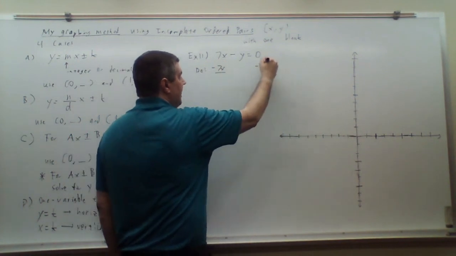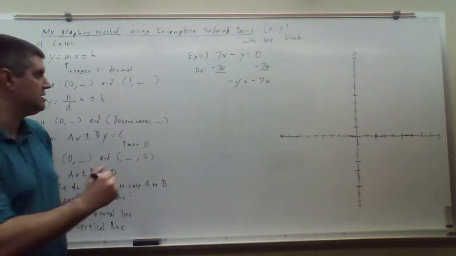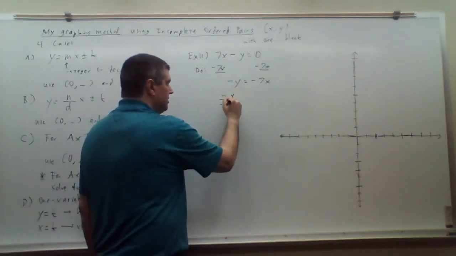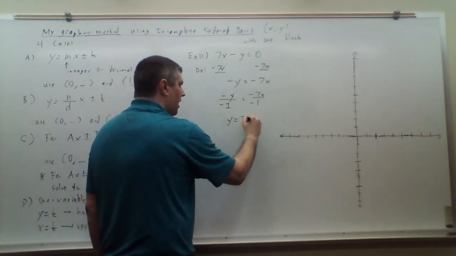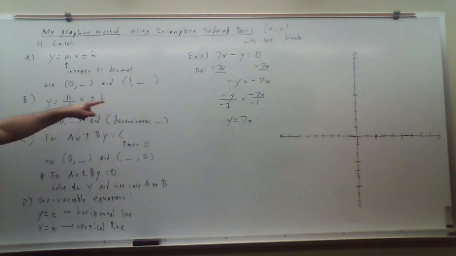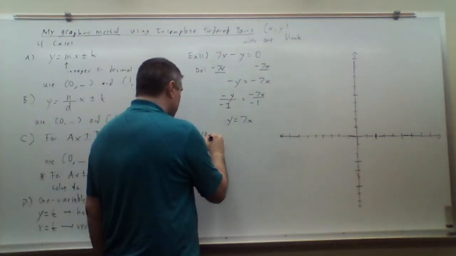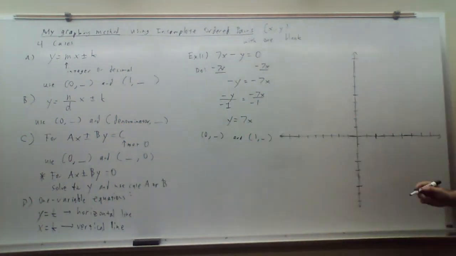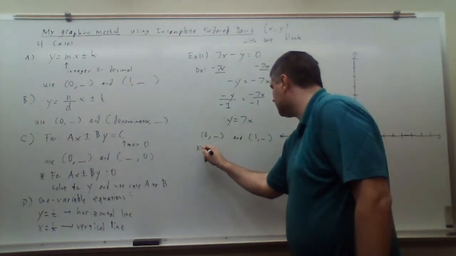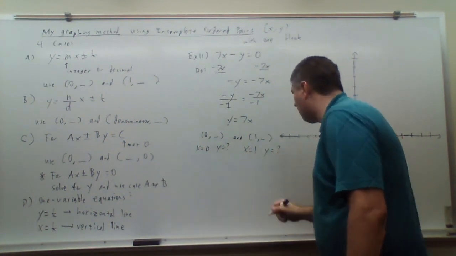I will subtract the 7x, and end up with negative y equals negative 7x. Divide off the negative 1 that's not stated, and y equals positive 7x, which makes it look most like case A. Something times x, an integer times x. So I'll use 0 blank and 1 blank. All right? So x equals 0, y equals, I don't know. X equals 1, y equals, I don't know.